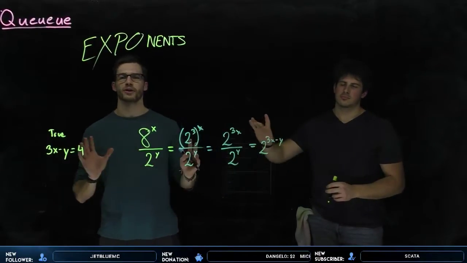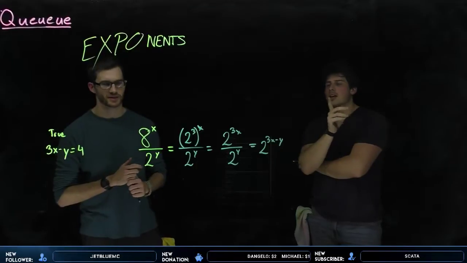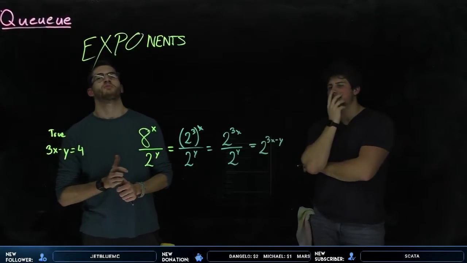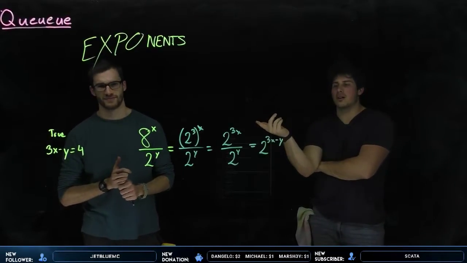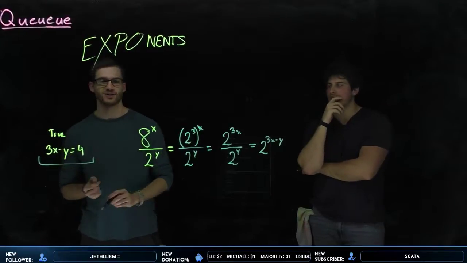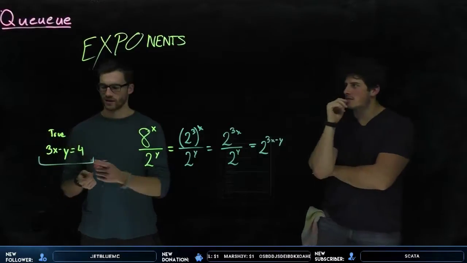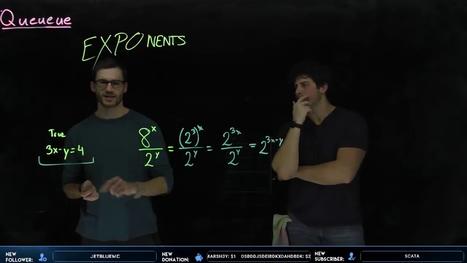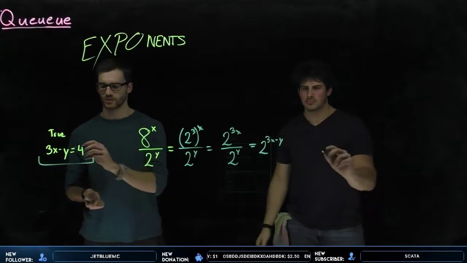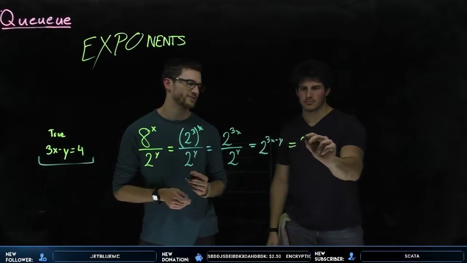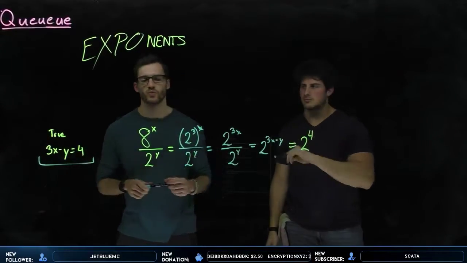There is no other exponent rule that we can do here, but something seems familiar here. What seems familiar? Probably the only other thing written on the board. Oh my gosh, there it is. Good memory. 3x minus y is the same thing as 4, so we're just going to substitute that in there. And what do we get? 2 to the 4th, which is?